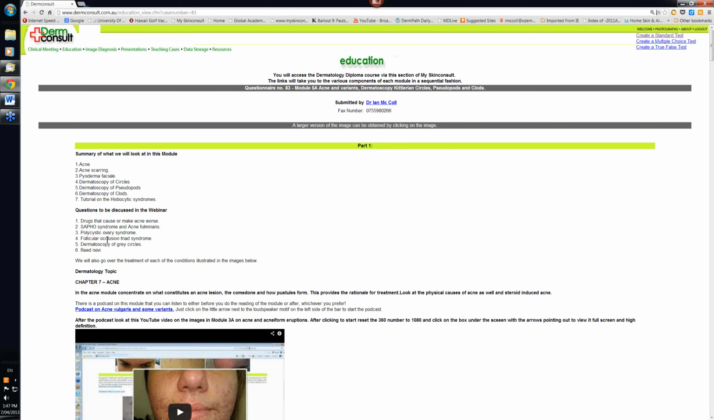We'll probably have a look at polycystic ovary syndrome, because not only do these patients have acne, they may have other features of hirsutism, they may have some other skin lesions as well, such as acanthosis nigricans. So we'll try and look at that and some of the tests that you should do.